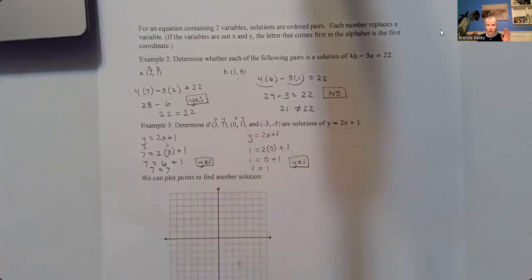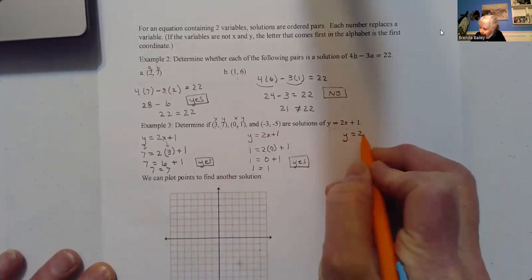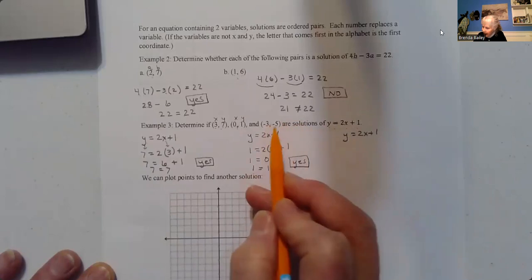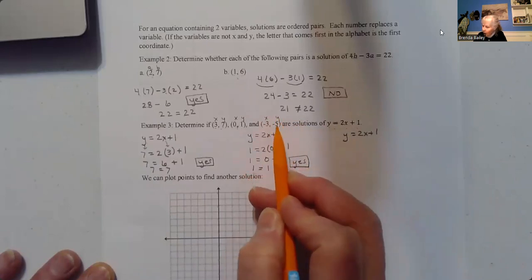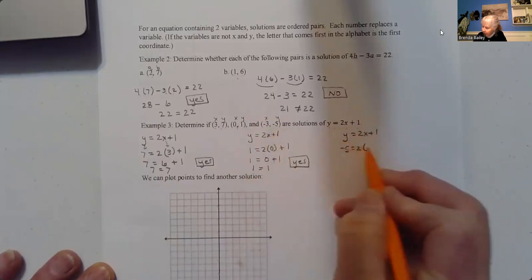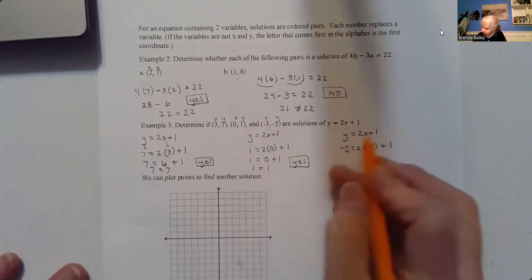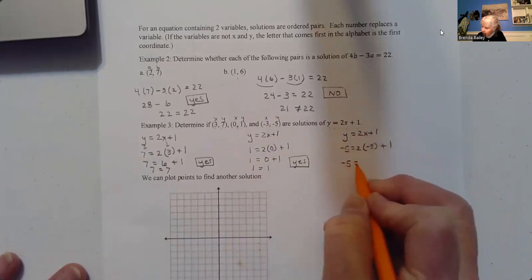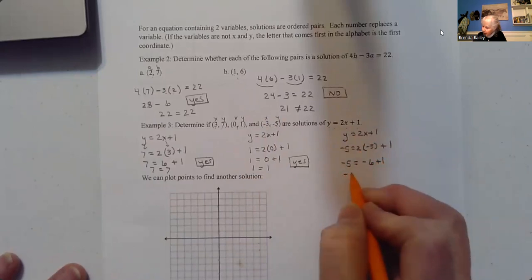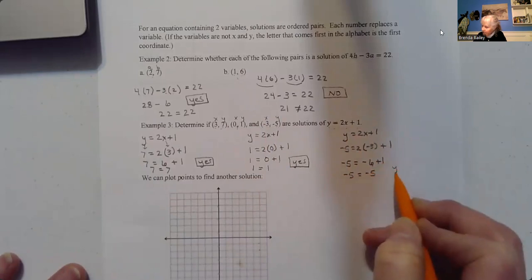Let's go ahead and do one more, just in case. Again, if you've got this, you can fast forward if you need to. But if not, you have another example. So we've got our x and our y. Our y is -5. x is -3. So looking at this, we have -5 equals 2 times -3, which is -6. Oh, wow. So -5 equals -6 plus 1, which is -5. So the answer is yes.